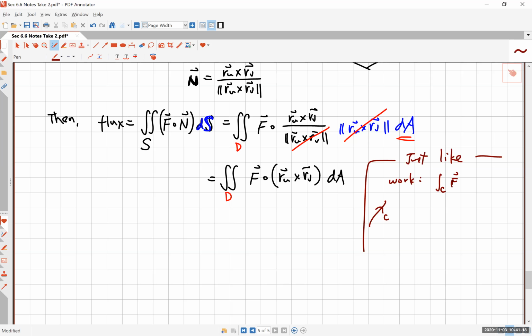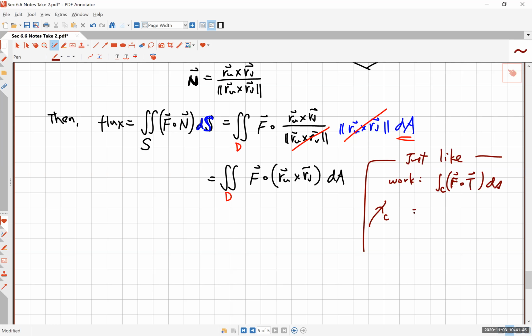And then remember, to find the work or the flow or the circulation, what we had to do was to find the tangential component of it, right? So the tangential component was F dot T, and the tangential component of the vector field F, which is the real valued function F dot T, was the integrand, and you integrate this real valued function over the curve C, right?